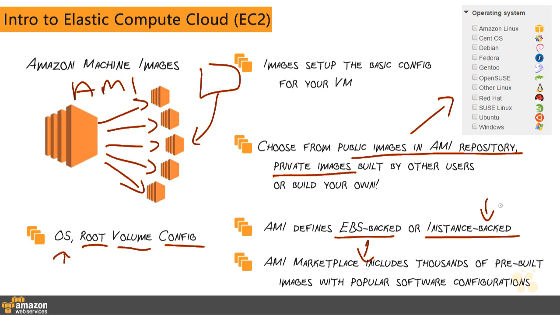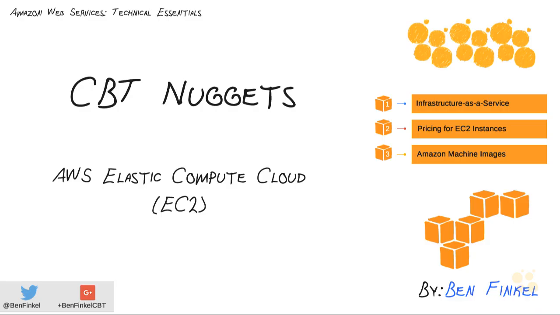Also, a neat thing in the AMI marketplace is that you can have many popular software configurations pre-installed on those images. So if you need a Windows Server running SQL Server, yeah, sure, you could build your own. You could also find that image already in the marketplace with all that software pre-installed, pre-configured, and ready to go for you. Well, that concludes this introductory nugget for AWS Elastic Compute Cloud, or EC2.